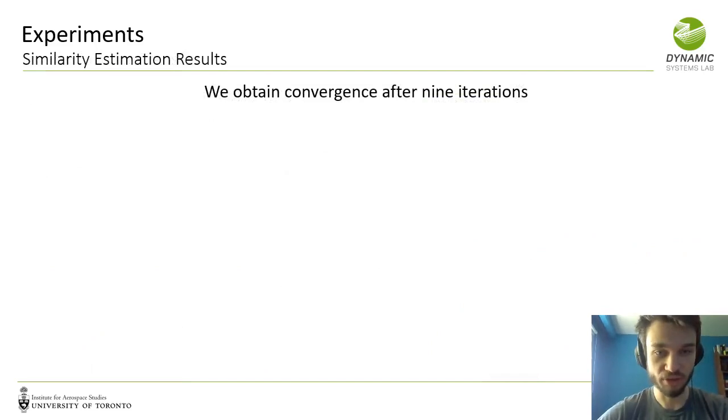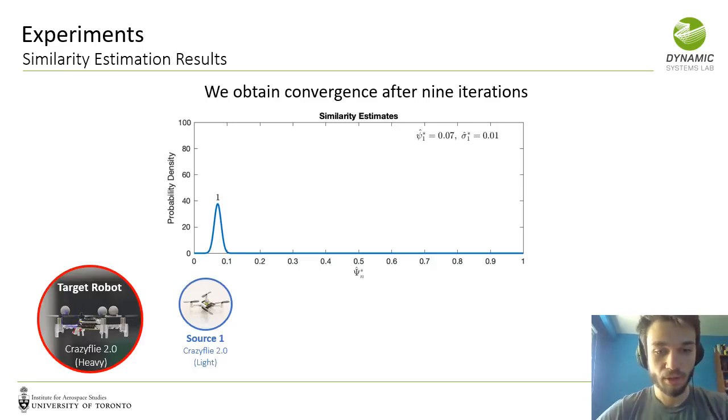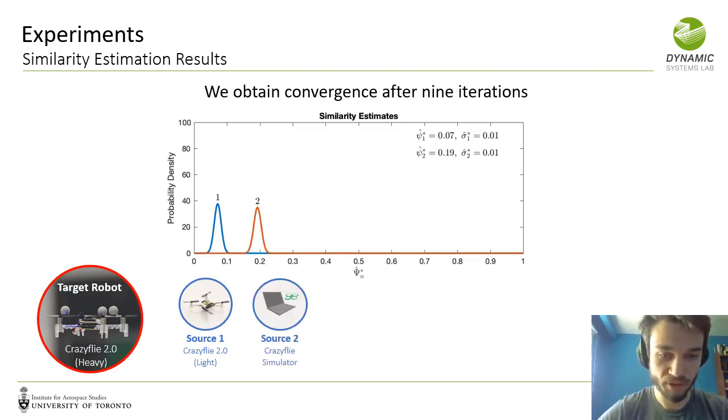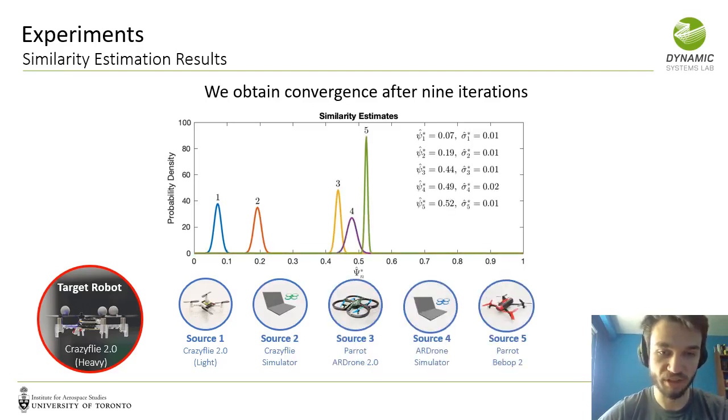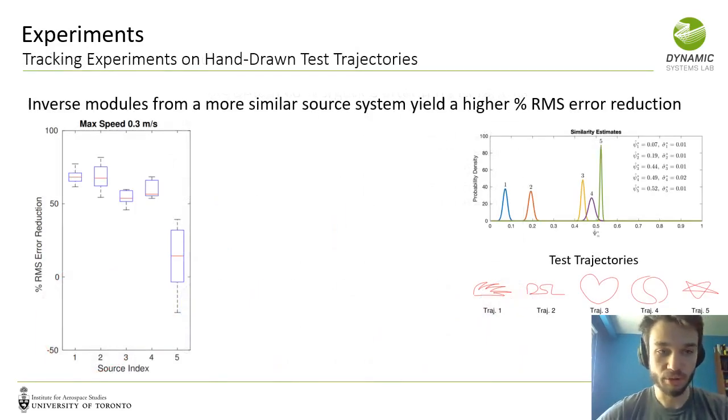Our first set of experimental results is this estimation of similarity between each source robot and the target. Running our iterative BO algorithm, we obtain convergence after 9 iterations. And here we plot the PDF corresponding to the similarity estimate, with values closer to 0 indicating that the source robot is more similar to the target. The most similar source to the target is source 1, followed by sources 2, 3, 4, and 5. From this plot, we expect that using the inverse module from source 1, the most similar quadrotor to the target, should give the best transfer performance. And indeed, this is what we observed in our experiments.